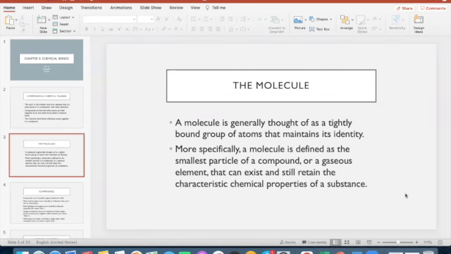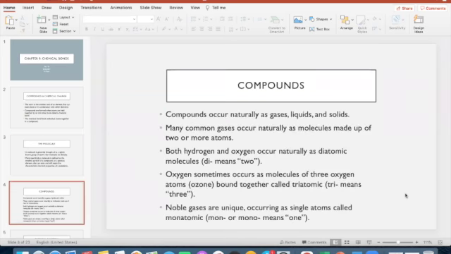Your molecule is a tightly bound group of atoms that maintains its identity. A molecule is defined as the smallest particle of a compound or gaseous element that can exist and still retain the characteristic chemical properties of the substance. Compounds are naturally occurring, so they can be in gas, liquid, or solid form. Many common gases occur naturally as molecules made up of two or more atoms. Two or more atoms make up a molecule.